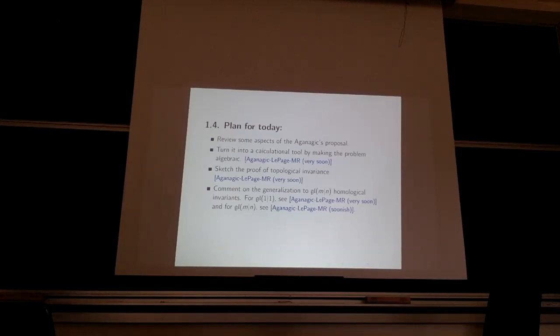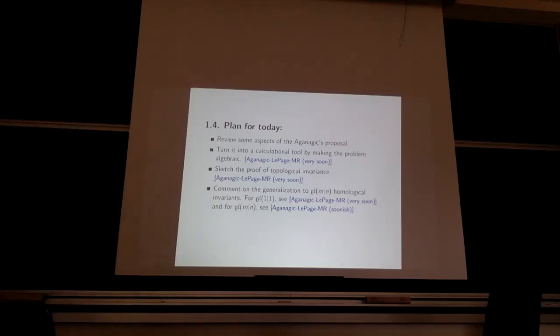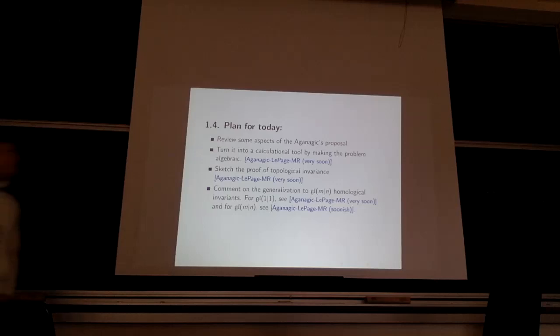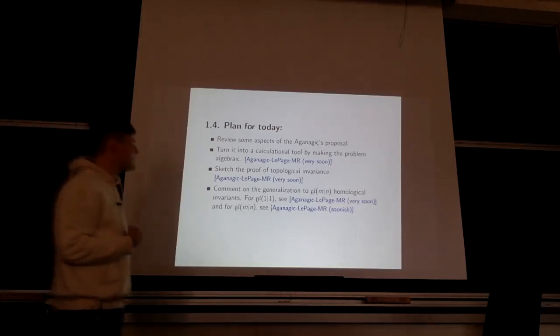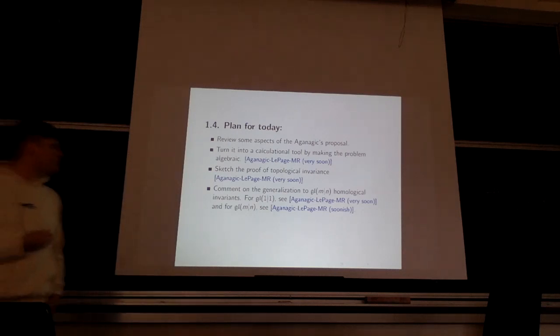So now it was kind of a general introduction. I'm going to tell you what our plan is for today. So I'm going to review some aspects of Mina's proposal, and I'm going to turn her proposal into a calculational tool, which is based on our work in progress that is hopefully going to appear very soon. And I'm also going to sketch the proof of topological invariance of such invariants. And towards the end, I'm also going to comment a little bit on the generalization to other GL(m|n) homological invariants.